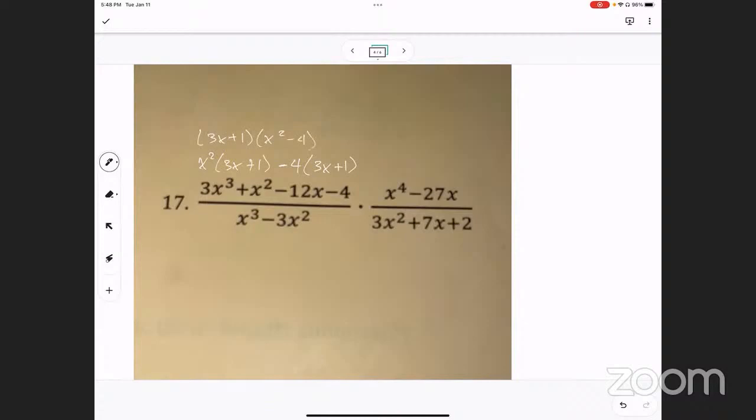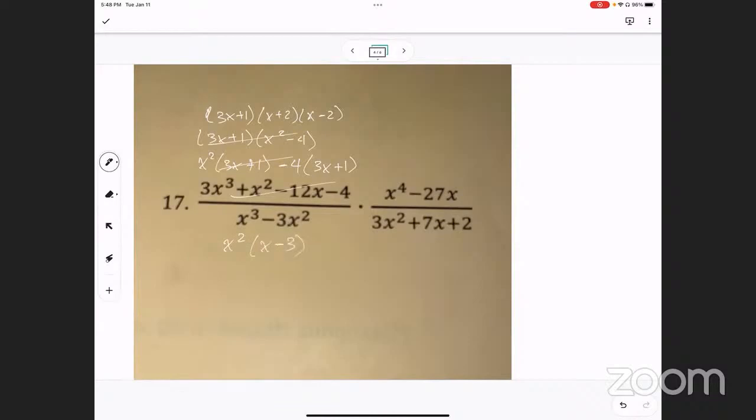Now what can I do with x squared minus 4? You can simplify it. Yeah, that's a difference of perfect squares, right? x plus 2, x minus 2. So this is really just that. On the bottom, I take an x squared out, left with an x minus 3.